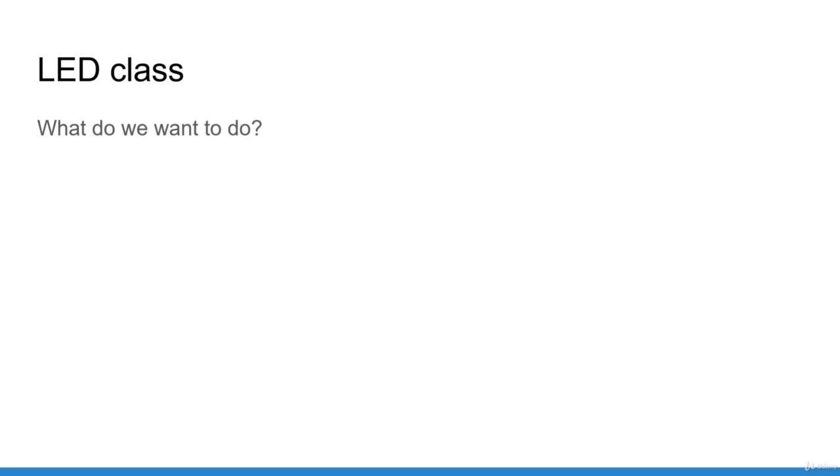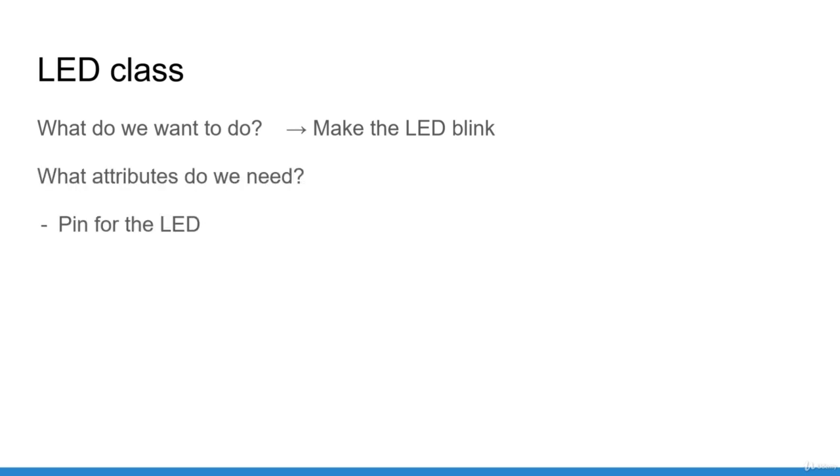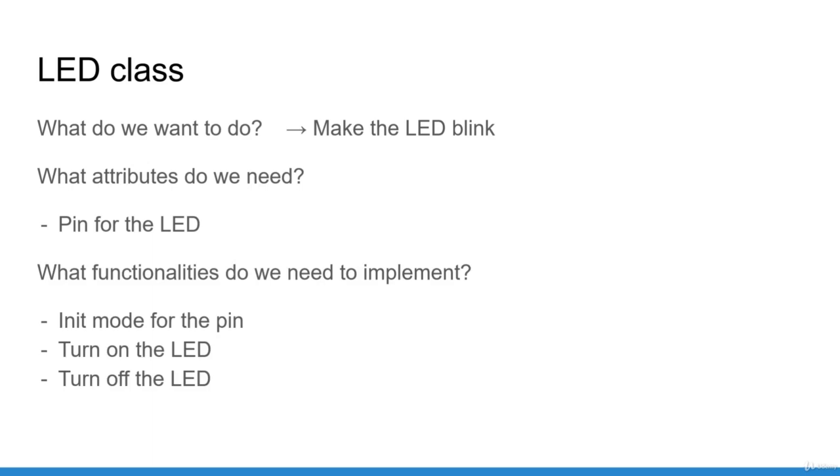So now, before we write the class, we need to think about what we need to do. So what do we want here? We want to make the LED blink. That's our goal. What attributes do we need then for the LED? So we need to keep track of the pin for the LED so we can use it in our program. And what functionalities do we need to implement in order to make the LED blink?